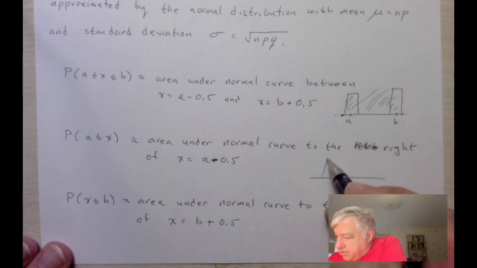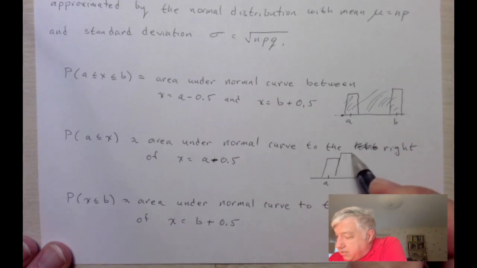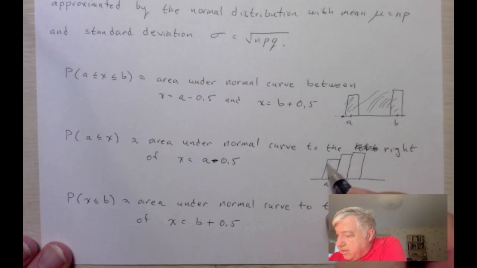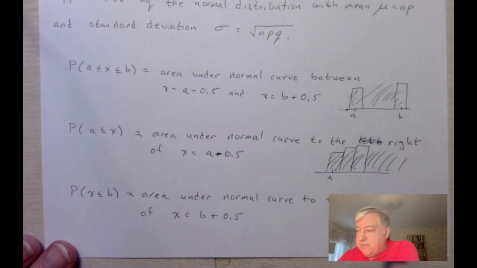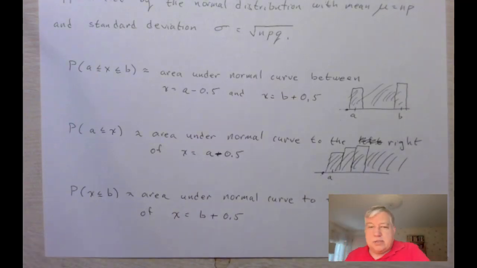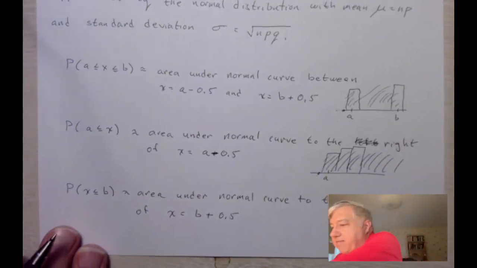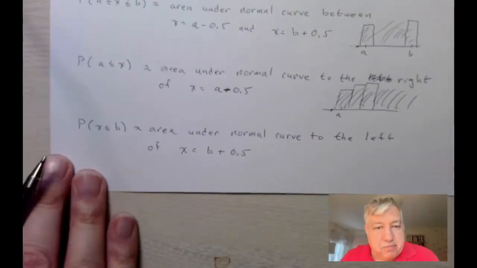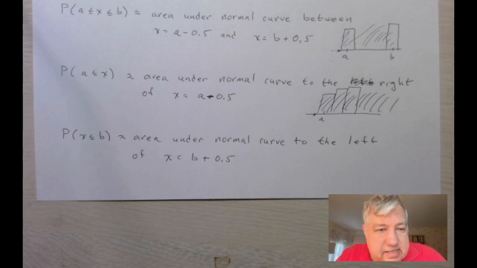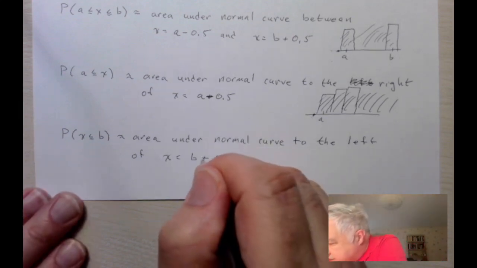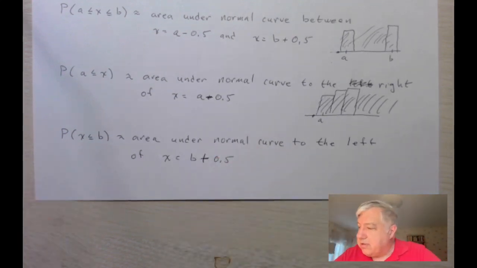Because again, we're in this situation. Here's A, and here's another rectangle and another rectangle, and we just continue going over here. So it's to the right of not A, but A minus 0.5. And then finally, if we want to talk about the probability that x is less than or equal to b, this is the area under the normal curve to the left of x equals b plus 0.5. Okay, we want to make that crystal clear here.